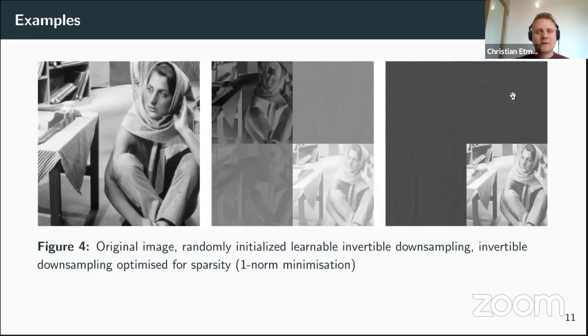So let's look at some examples. This is the same example image we looked at before. In the middle, you see a randomly initialized matrix theta that produces an invertible downsampling. And as you can see, this is able to produce some very diverse feature maps. So this is just randomly initialized, but we can, of course, also train this.